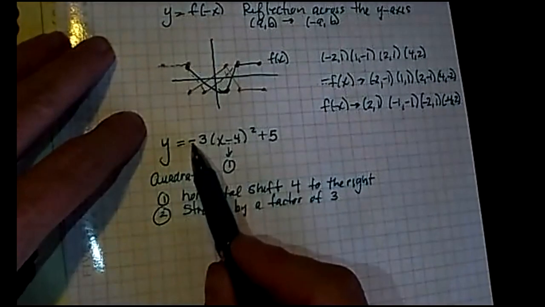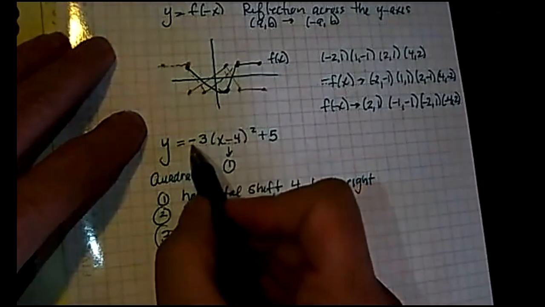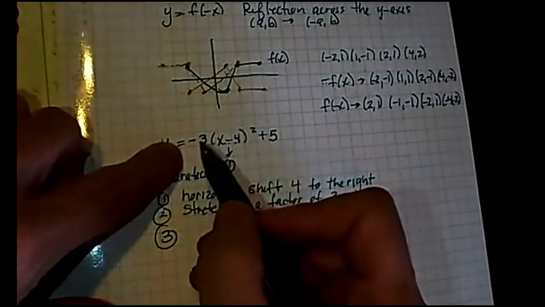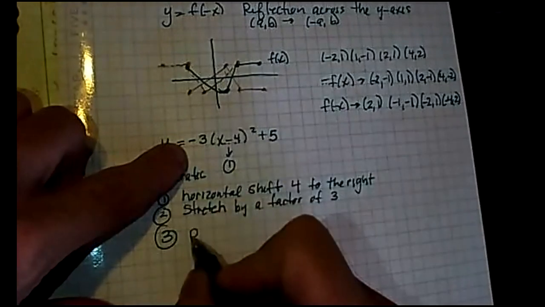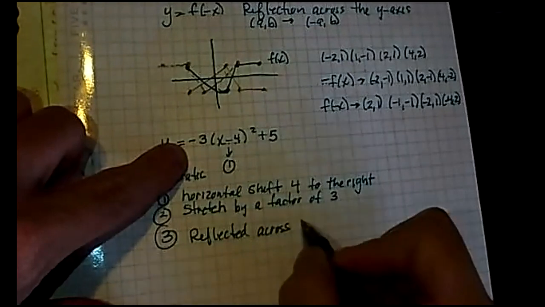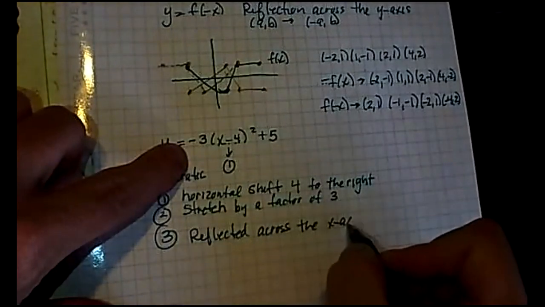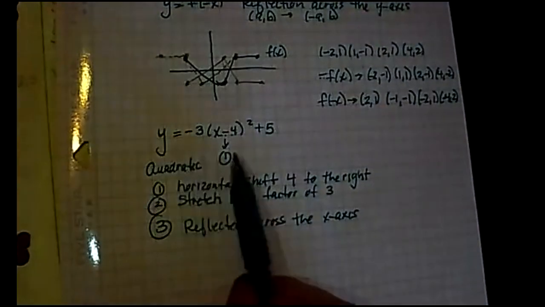Now let's talk about the reflection. So remember, there can either be one out here or one inside here. If it's on the outside, that's a reflection across the x-axis. So it's going to be reflected across the x-axis. And then I probably should be marking here. So we did this second, we did this third, and then lastly, we'll do this.